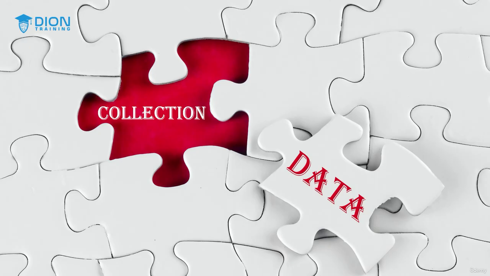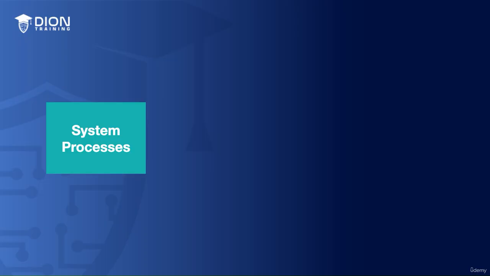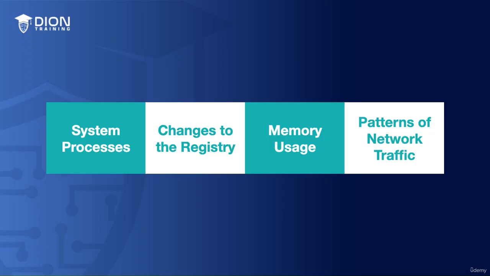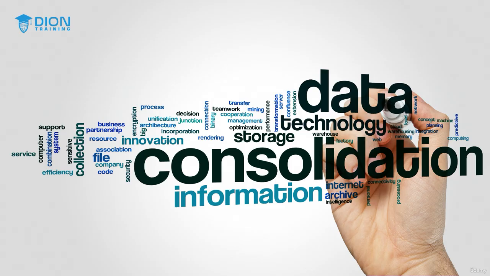The first step is data collection. The endpoint detection and response process begins by performing data collection from all of the endpoints. An endpoint can be any device that is physically an endpoint on a network, such as a desktop, laptop, and mobile devices. The data collected includes system processes, changes to the registry, memory usage, patterns of network traffic, and other system activities.